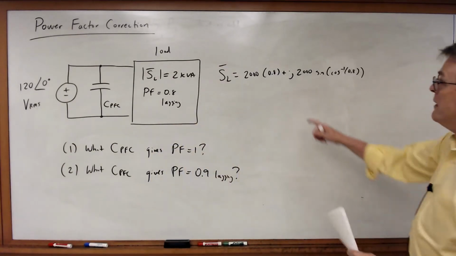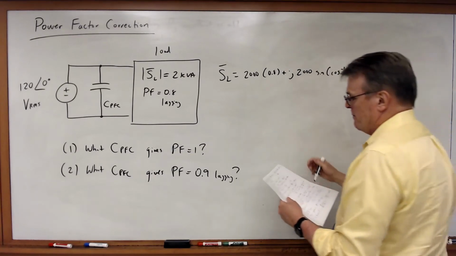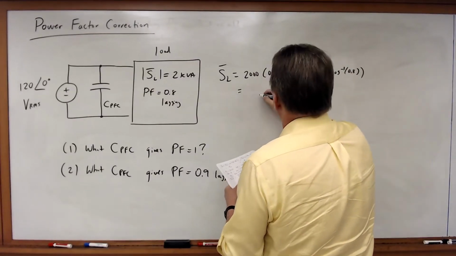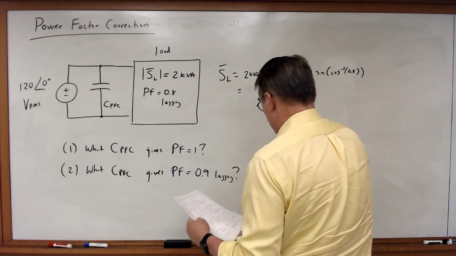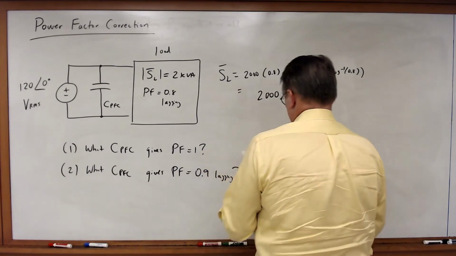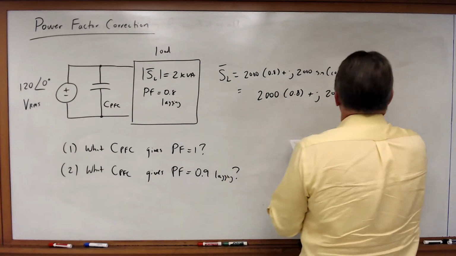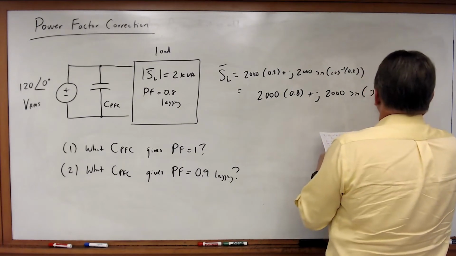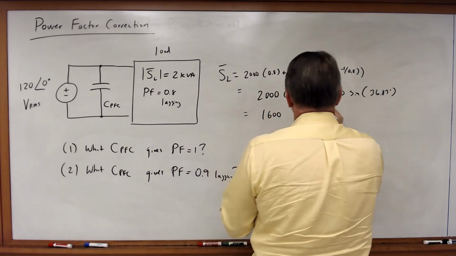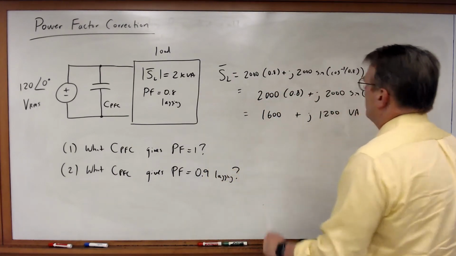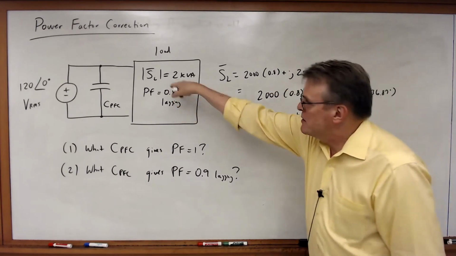All right, so over here, we've got our equation for complex power. If I multiply this out, this will be equal to 2,000 times 0.8 plus J times 2,000 times sine of 36.87 degrees, which will give us 1,600 plus J times 1,200 VA. And so just going through and plugging in the values, that's what we get for this load.